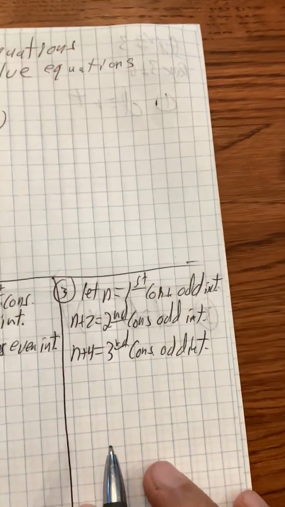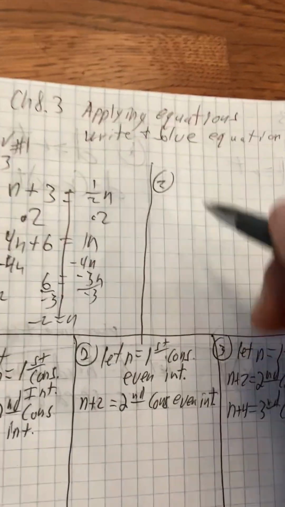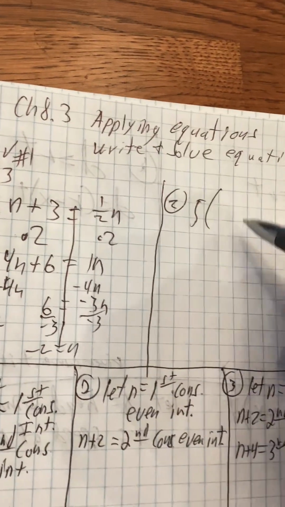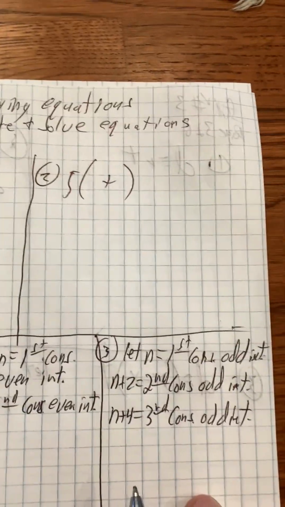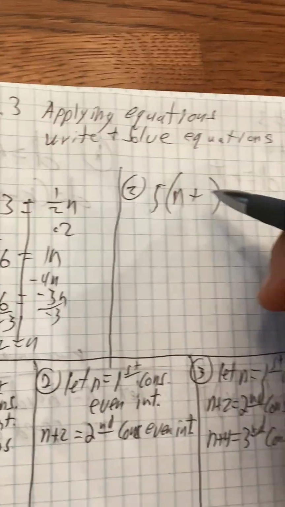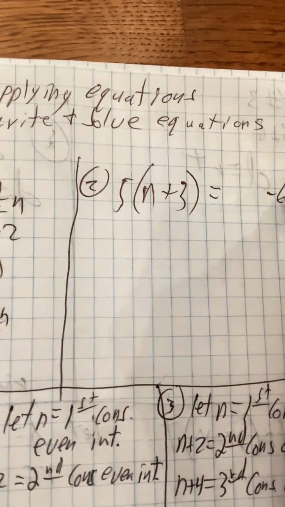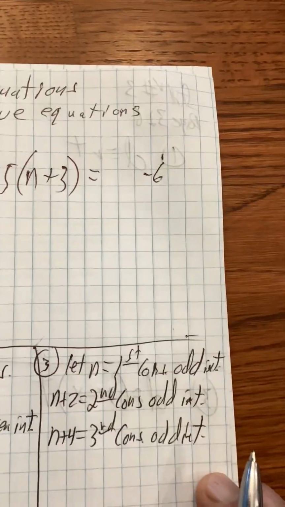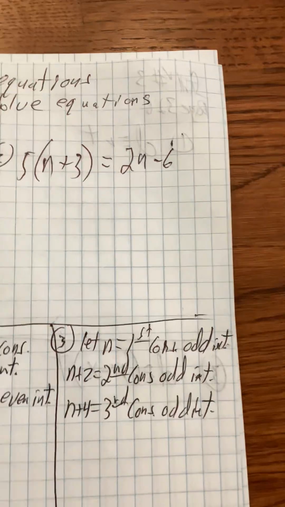Write your sentence. Number 2, 5 times the sum of a number and 3. So this is 5 times, like the sum or the difference. This is 5 times the sum of a number and 3 is 6 less than, so I write minus 6. 6 less than twice the number, 2n. So there it is translated.